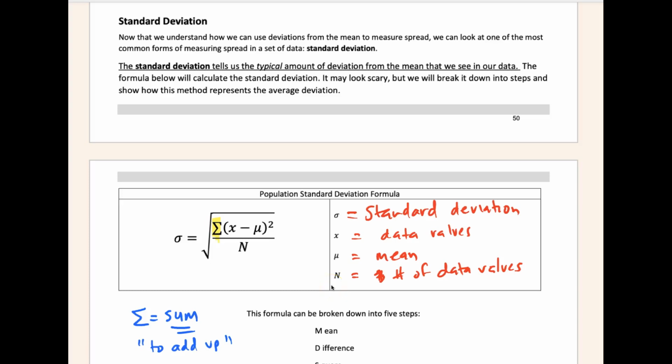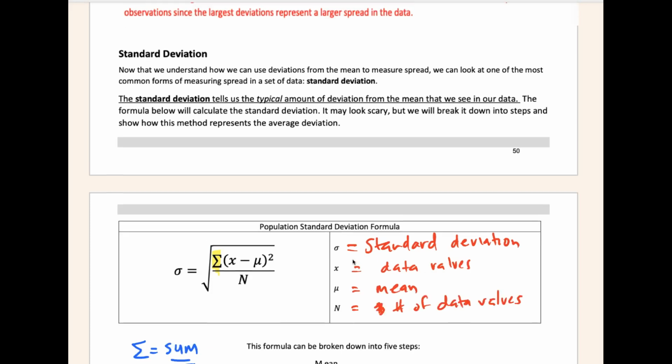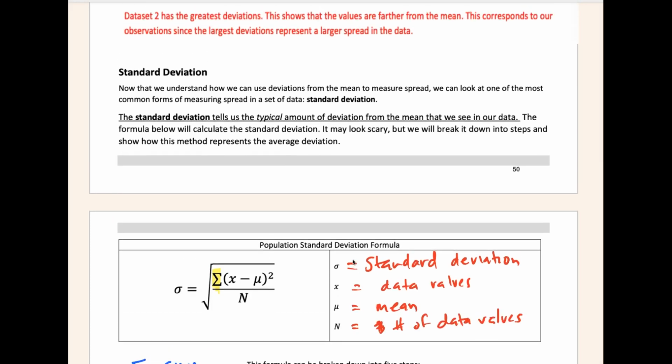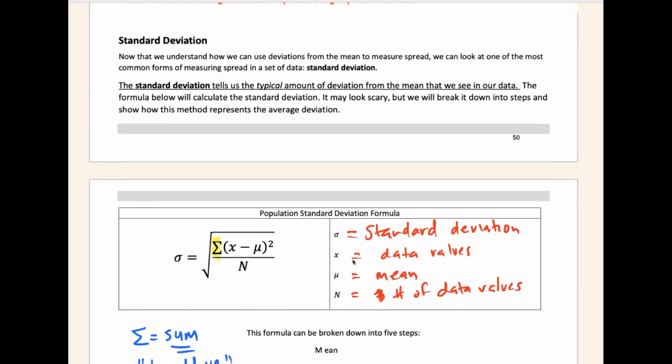Now that we've talked about range and deviation as a way to measure spread of a data set, we go ahead and look at the idea that gets used in statistics, and we introduce it now in this class. It's called standard deviation. And you can read here, the standard deviation tells us the typical amount of deviation from the mean that we see in our data.